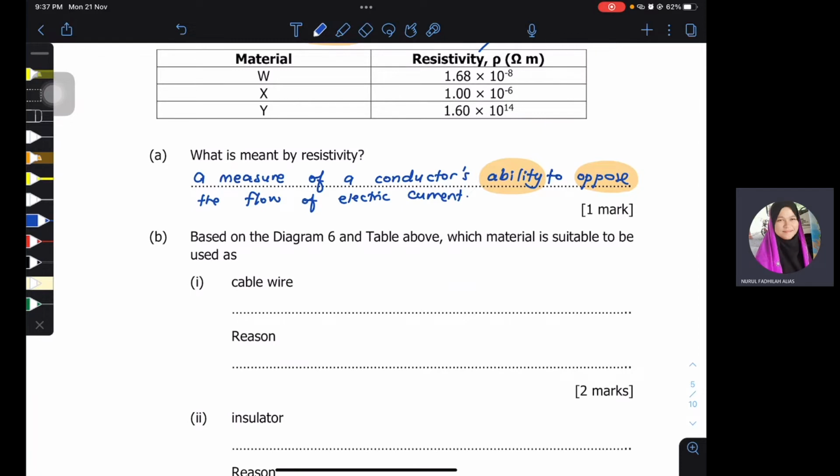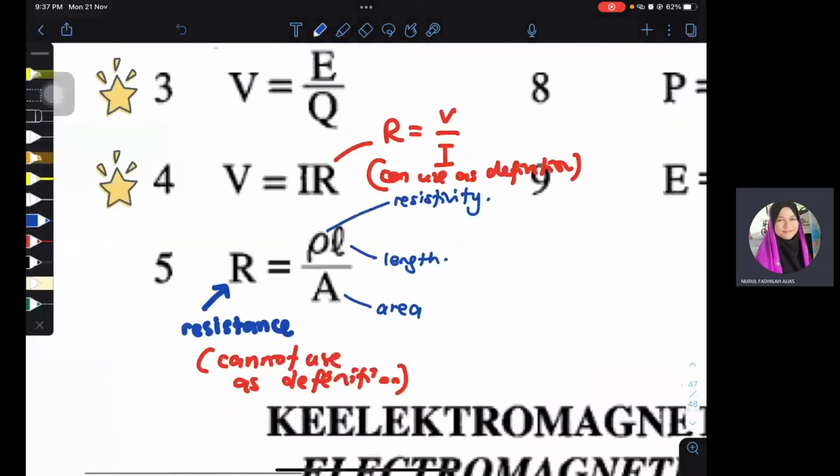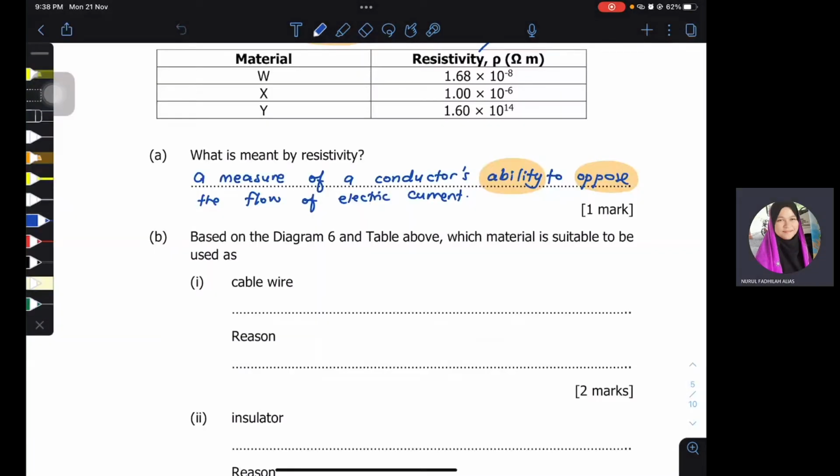High resistivity maksudnya resistance dia tinggi lah kan. So kita nak yang low resistance. Okay, kenapa? If you notice tadi, kita ada formula ni. Ini formula. Okay, tulis R equals to rho L over A. Jadi you write here. Dalam example, you boleh buat macam tu. R equals to resistivity L over A.